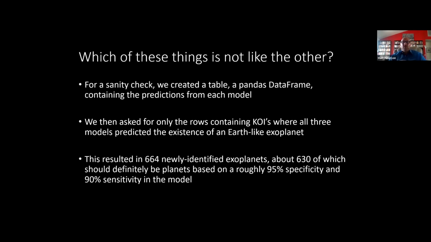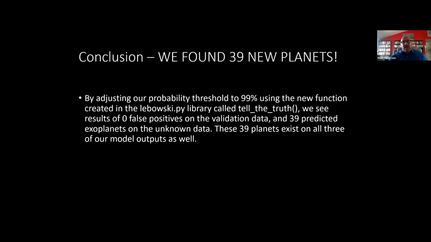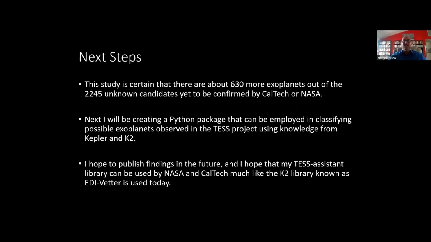Which is cool because now we know there's 630 planets out of these 2,245 that are going to be there. The problem is I still don't know exactly which ones are there. So finally, I used "Dude, Tell the Truth" and raised that limit to 99%. And I discovered 39 exoplanets. I shouldn't say I discovered. NASA and Caltech discovered, and I identified from their hard work 39 definite exoplanets.